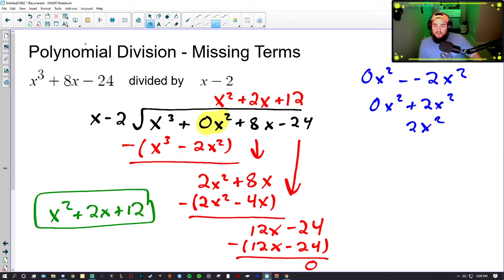So when you're missing a term, this was missing an x squared. It was gone. So we put in a 0x squared when we were dividing to account for it. Now, sometimes the constant might be missing, sometimes the x might be missing, sometimes a different term will be missing, but always check and see if you have a missing term.